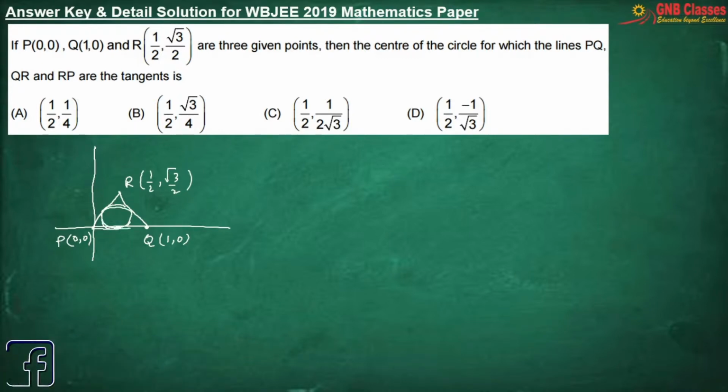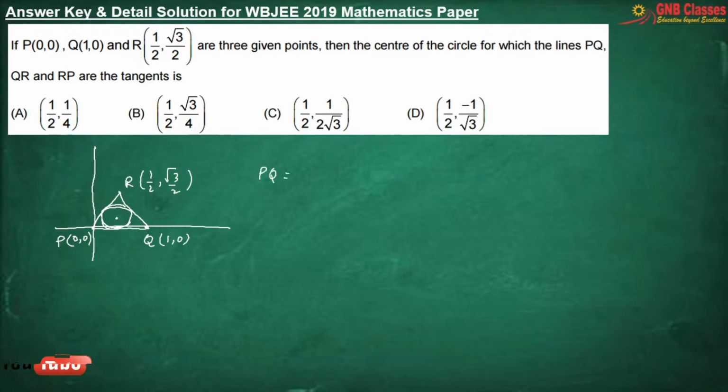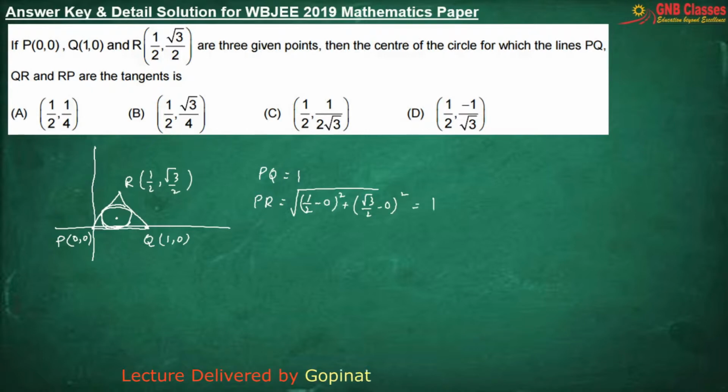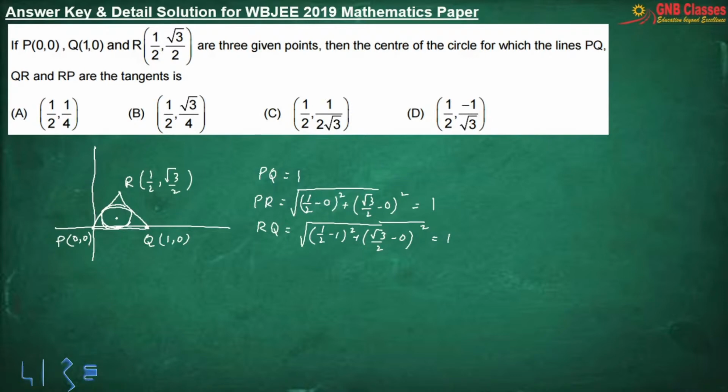Now we have to find out the center of this circle. If we observe carefully, we will find that the length of PQ is 1. Length of PR is again 1. And length of RQ is also 1. Therefore, triangle PQR is basically an equilateral triangle. And we know that for an equilateral triangle, incenter and the centroid are the same points.